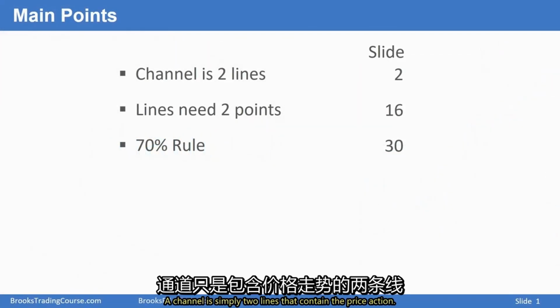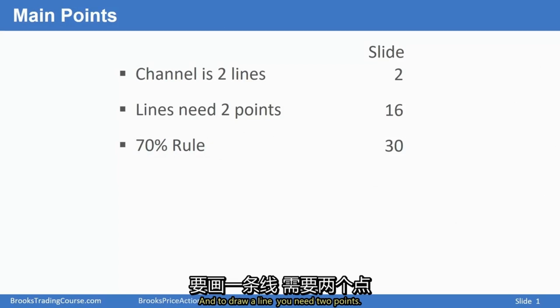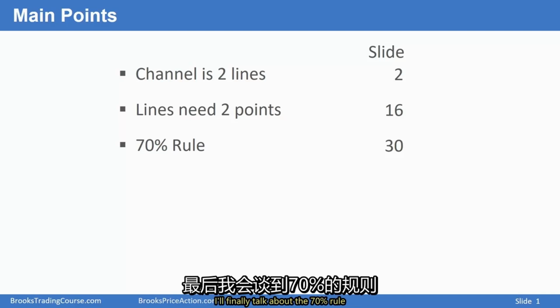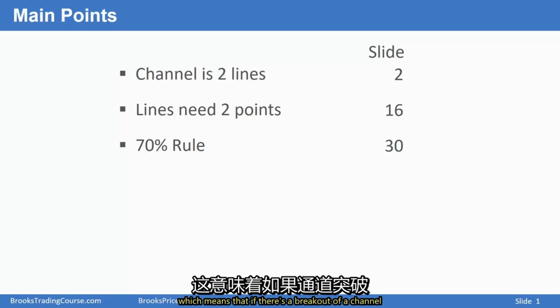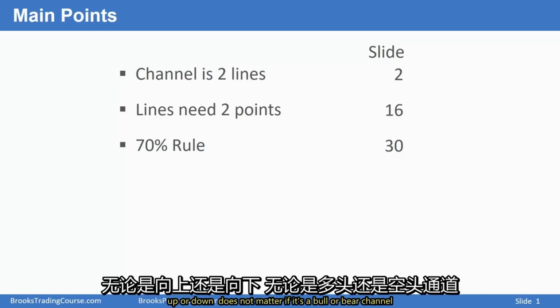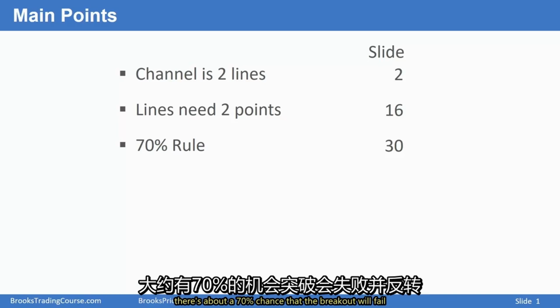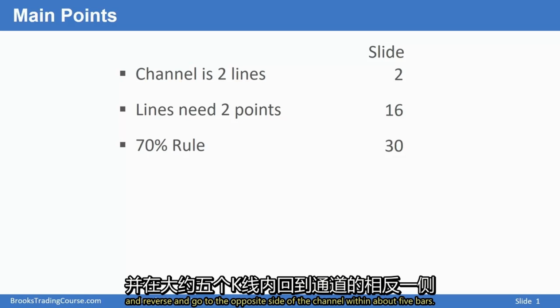A channel is simply 2 lines that contain the price action. And to draw a line, you need 2 points. I'll finally talk about the 70% rule, which means that if there's a breakout of a channel, up or down, does not matter if it's a bull or bear channel, there's about a 70% chance that the breakout will fail and reverse and go to the opposite side of the channel within about 5 bars.